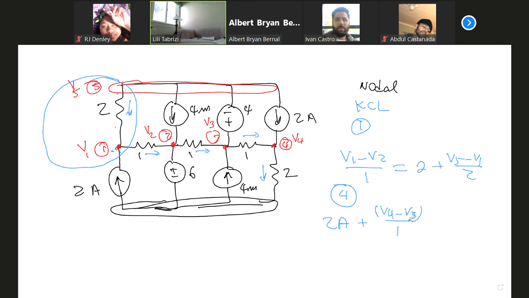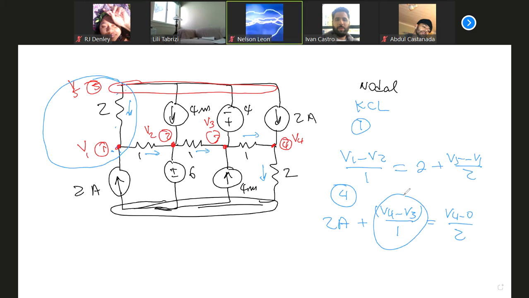Equals V4 minus V3 divided by 2, don't forget. And then leaving is V4 minus 0 over 2. Okay, is this correct? What is the correction here? It's V3 minus V4. Oh, yes.